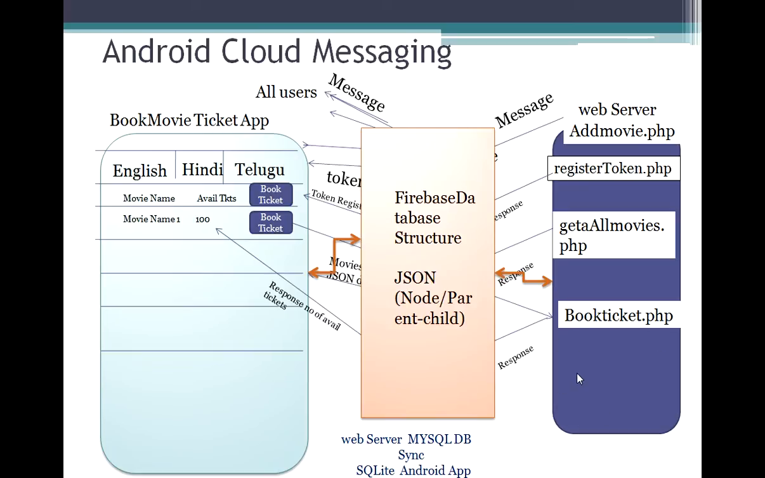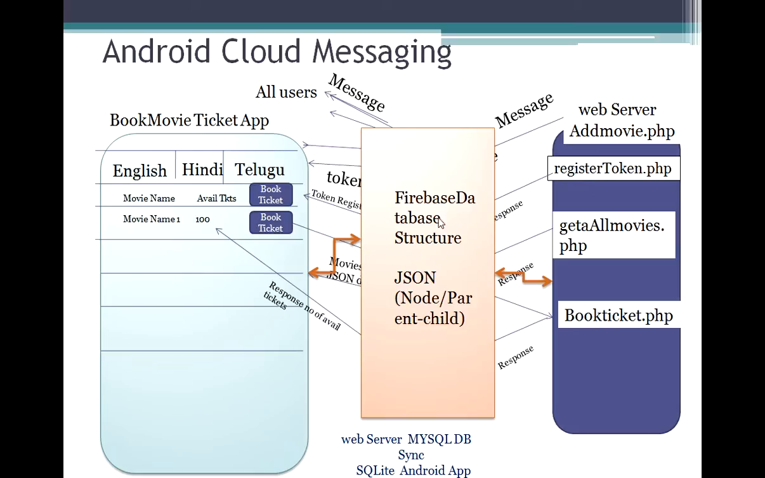See here, I am just updating the database, so I have not coded any application over there. They will not have any screens, so there are very little changes in the web application. Let's see: book ticket PHP will not have any, and get all movies PHP will not have any. Register token I made, but this is also not required. In future we can send messages, so we can implement it. Anyway, now everything goes through the Firebase database.